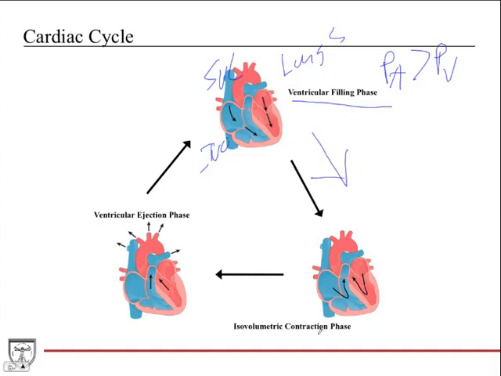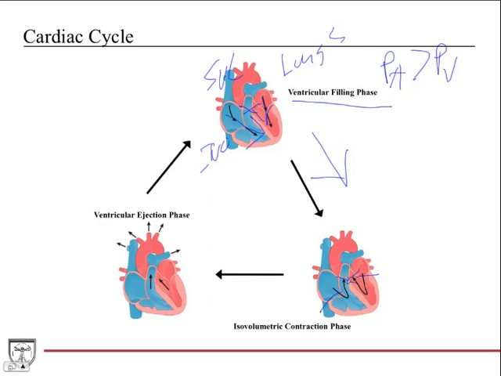So then we move down to here. So you have the isovolumetric contraction phase. Now the thing here is that all four valves are closed. In this part, the pulmonic valve and the aortic valve are closed, but these valves are open for business. So tricuspid valve, mitral valve, these are open, and that's what's regulating the blood flow into the ventricles.